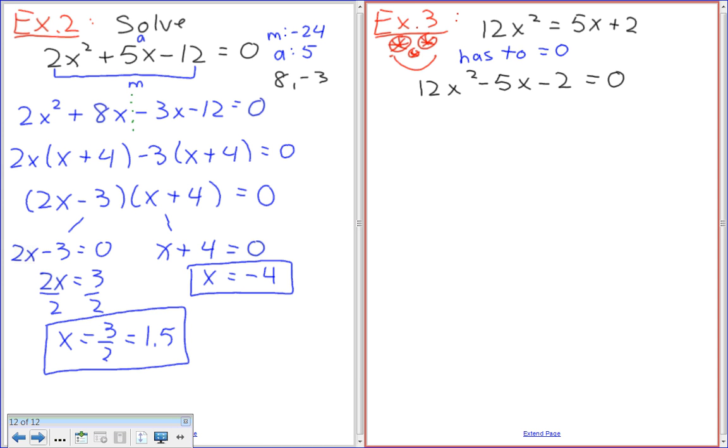Okay, now if you look at this question, what does it look exactly like? It looks exactly like the one we just did. So now do this one, okay? It's exactly like the one we just did.